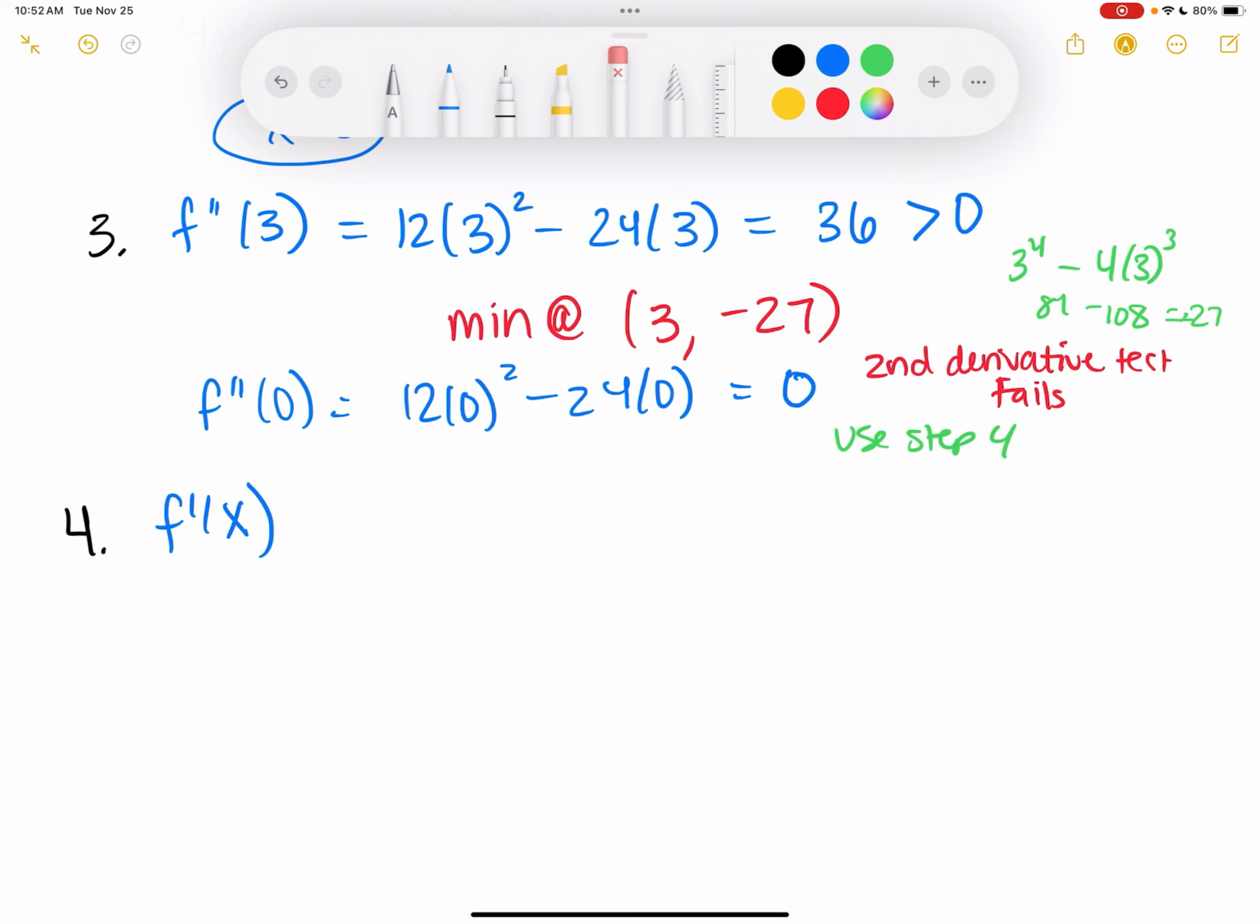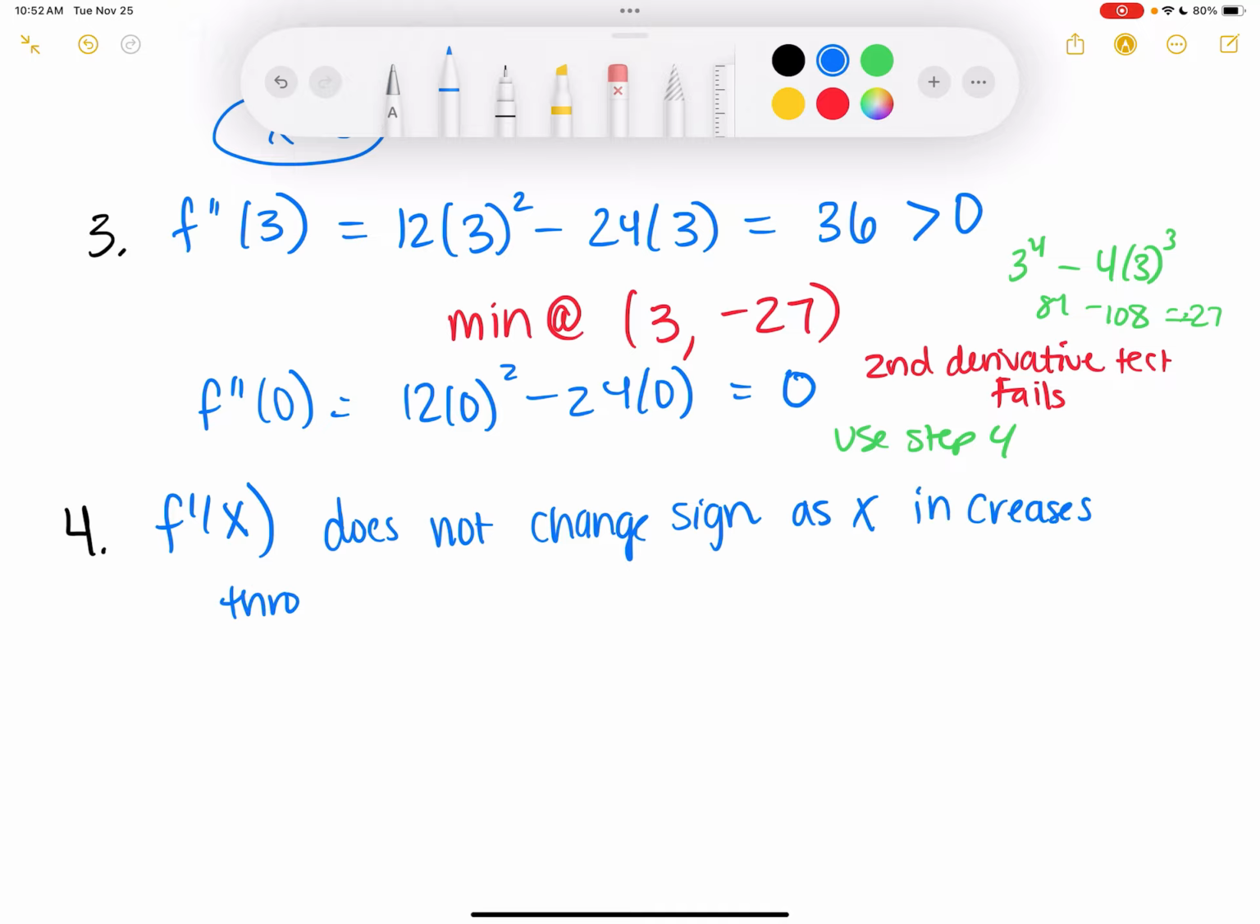So f prime of x does not change sign as x increases through 0. I could write it out with all the fancy x is less than C and whatever values if I wanted to, but I just think it gets excessive, and so we don't really need to worry about that. So (0, 0), because if I plug in 0 to the original, it's just equal to 0, is neither a max nor a min.